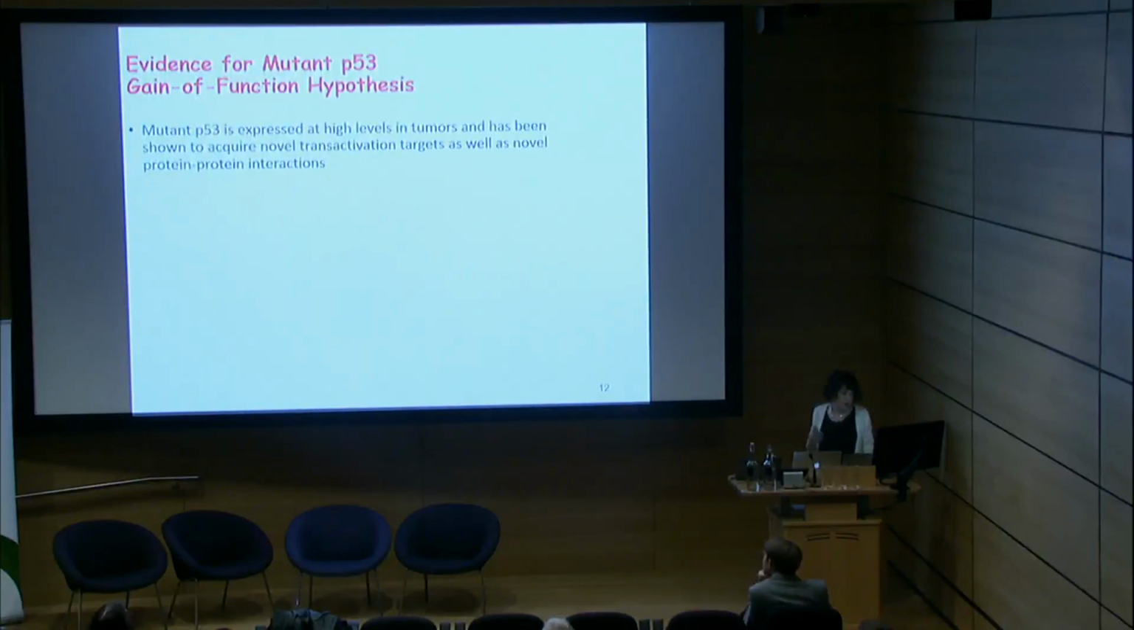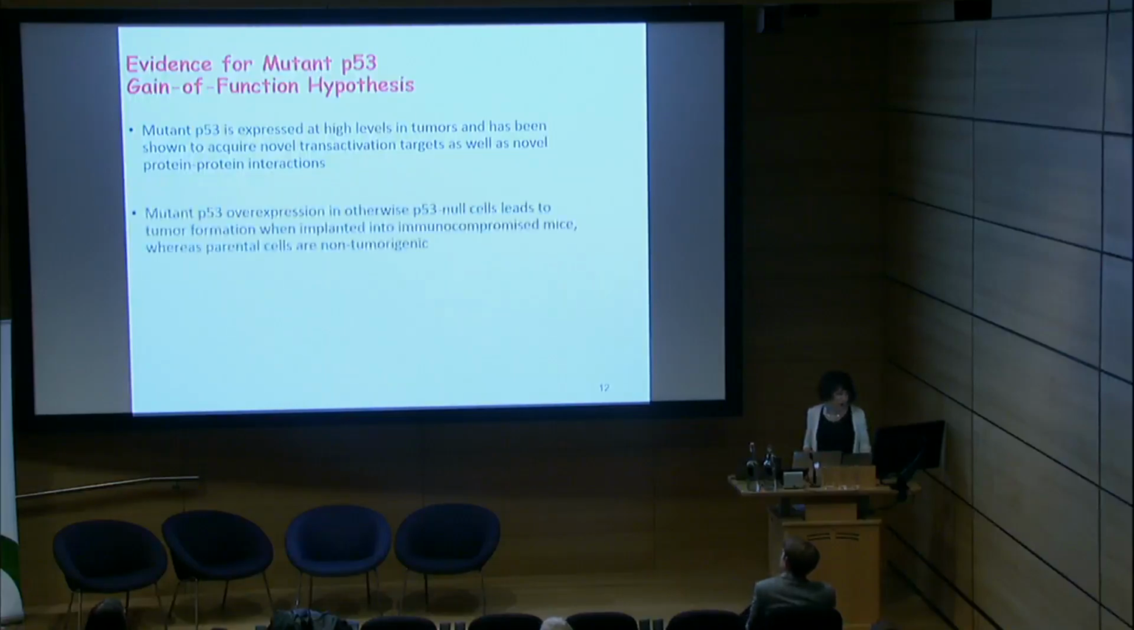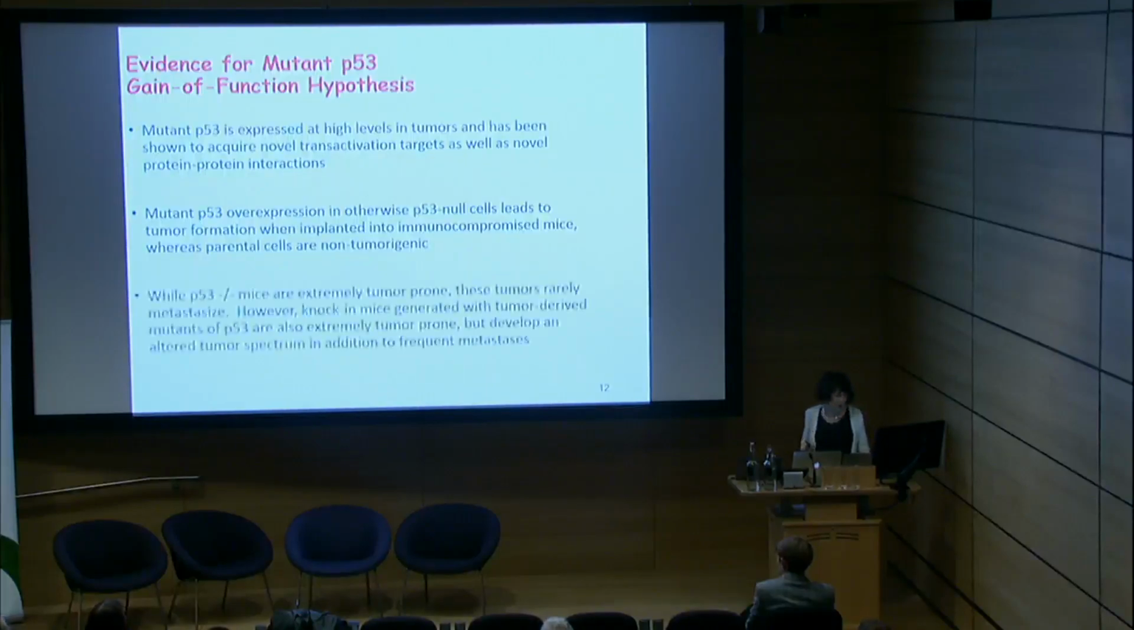First of all, unlike many tumor suppressors, these mutants are present at very high levels in tumors, and they've been shown to have novel transactivation targets and protein-protein interactions. If you overexpress mutant P53 in P53 null cells, an experiment that was done a couple of decades ago by Levy, you can actually get more aggressive and more frequent tumor formation than simply P53 null cells. And whereas P53 null mice are extremely tumor-prone, these tumors rarely metastasize.